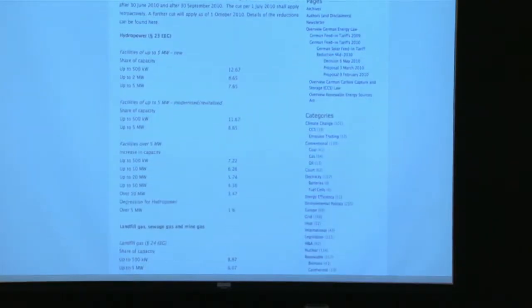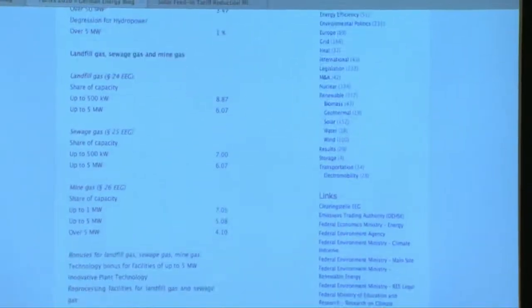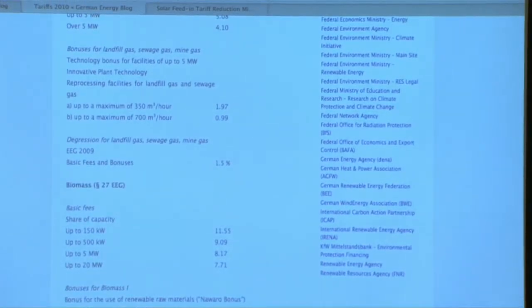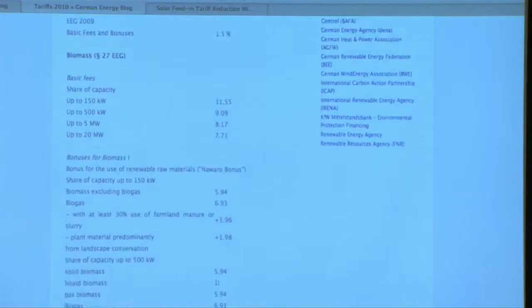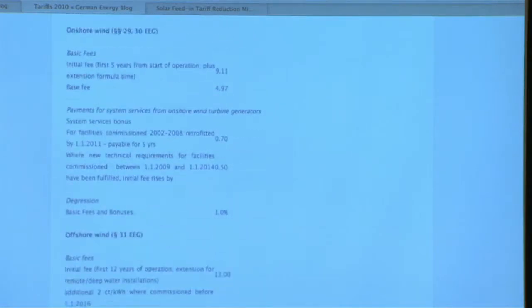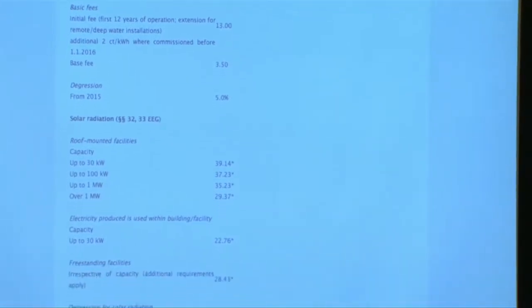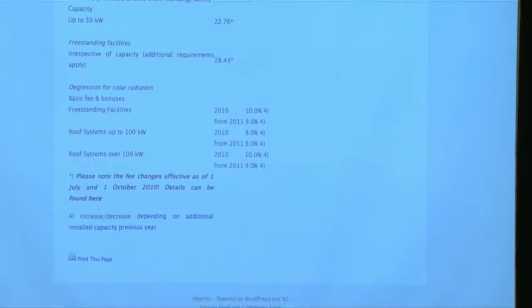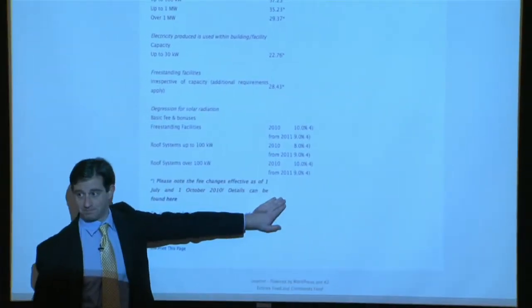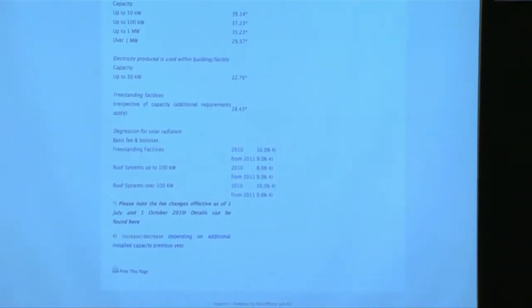And it just shows you what you can expect over a variety of different sectors: hydro, landfill gas. And you can see it's broken into very specific details, different sizes of installations, different types of plants and so forth. This is bio, geothermal, onshore wind, offshore wind, solar radiation, roof-mounted facilities, electricity produced and used within the building facility, freestanding facilities, and digression. Digression means how much does it go down per year? This is based on their best estimate for the growth of grid penetration of PV.